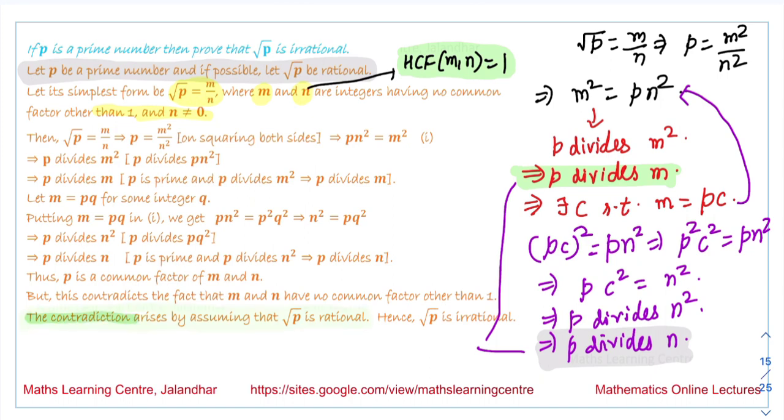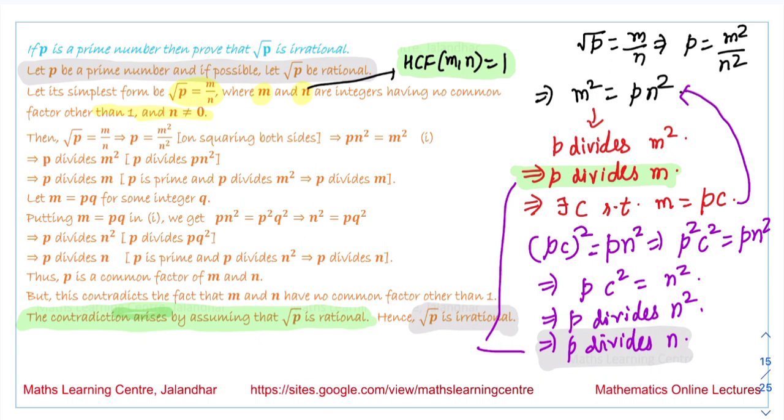It means the contradiction arises by assuming that root P is rational. It means that the assumption that we have made, that root P is rational, is not possible. So we get the result that root P is an irrational number.